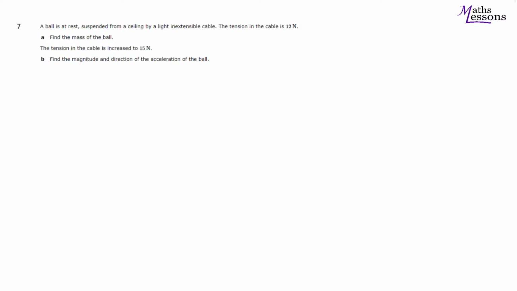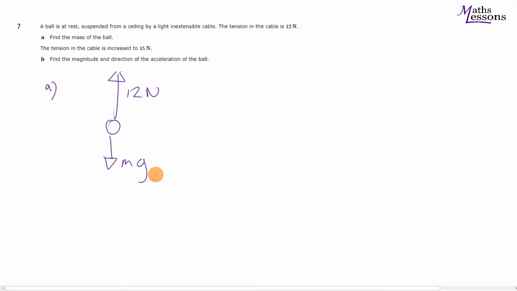Right, we'll start going through this. We've got to make sure we've got our diagram drawn correctly. So we've got tension in the cable is 12 newtons. We have our ball. We have its mass times its acceleration due to gravity. So we know that 12 equals mg. So we know mass times 9.8 will equal T, because it's going to be in equilibrium.